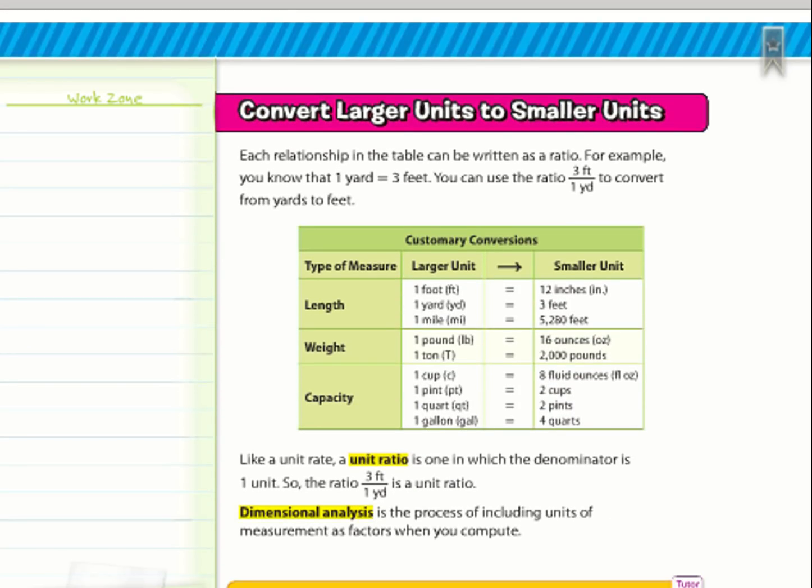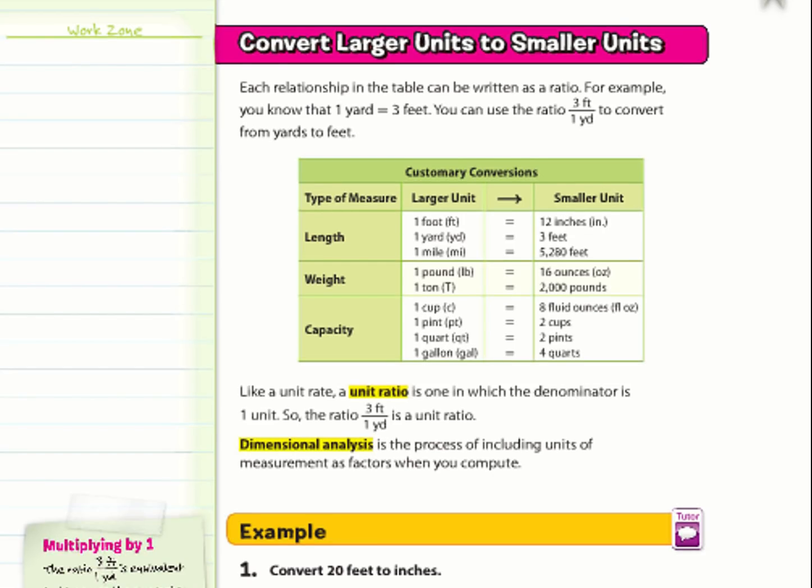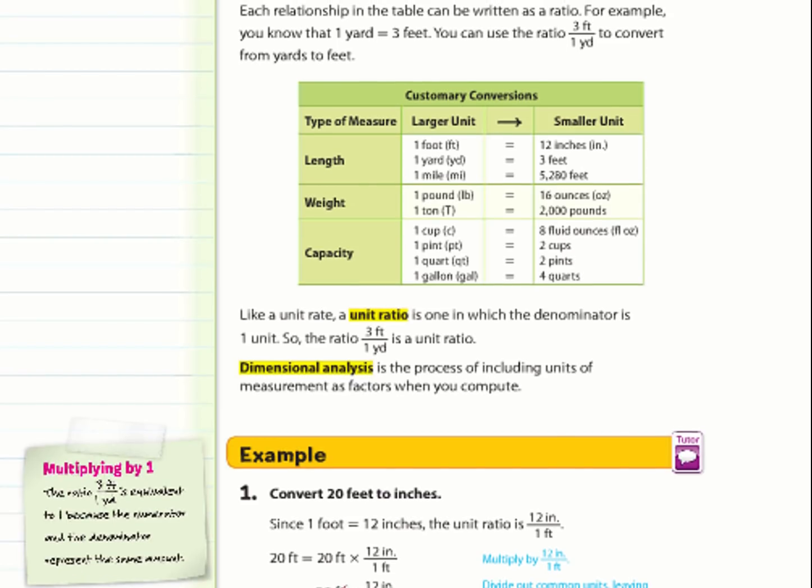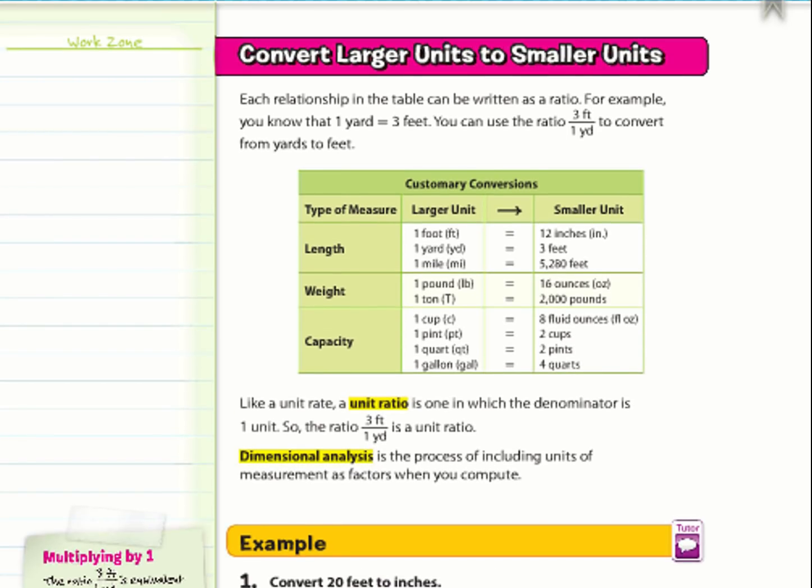Now we're going to be converting larger units to smaller units. So each relationship in the table can be written as a ratio. For example, we know that 1 yard equals 3 feet. You can use the ratio 3 feet over 1 yard to convert from yards to feet. So some things that we really need to take from this table. This conversion table, always refer back to it when you need help. This table is going to be a lifesaver.